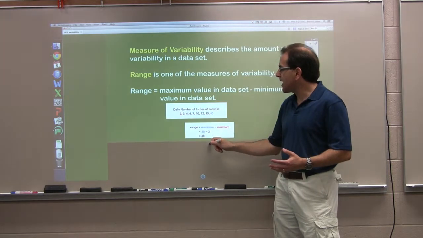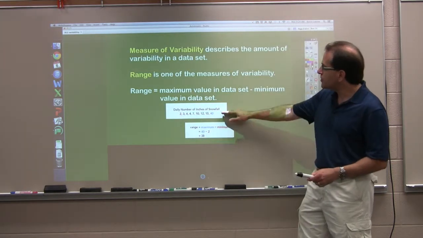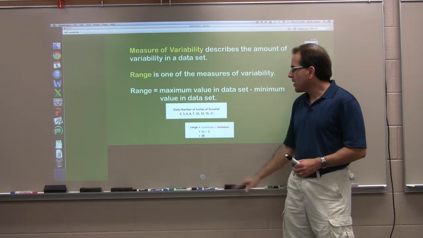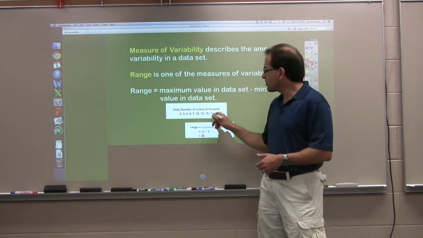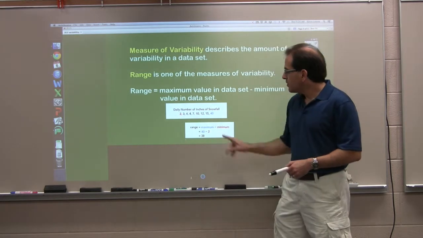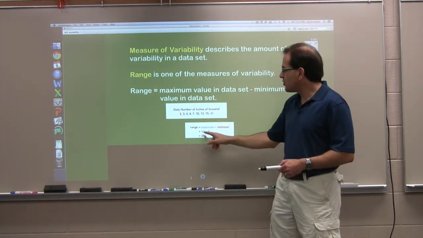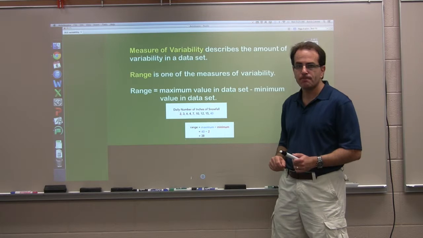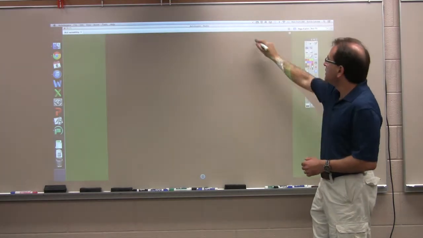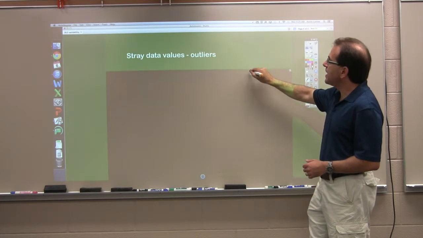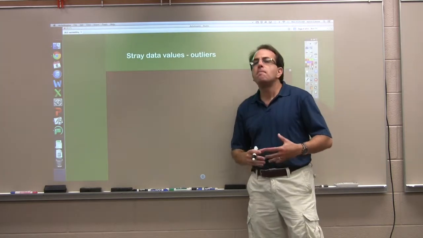So let's take a look at some data. This is inches of snow that fell, and our range is 38. And you're going to notice some numbers here in blue and red. That's just showing you what the maximum and minimum are. Okay? It's that basic.